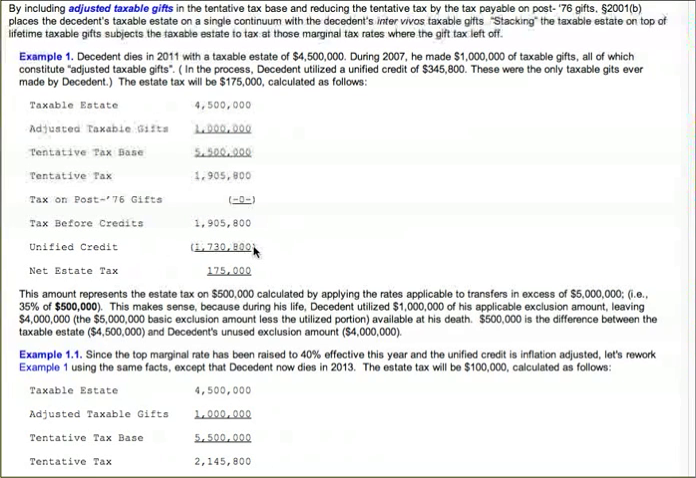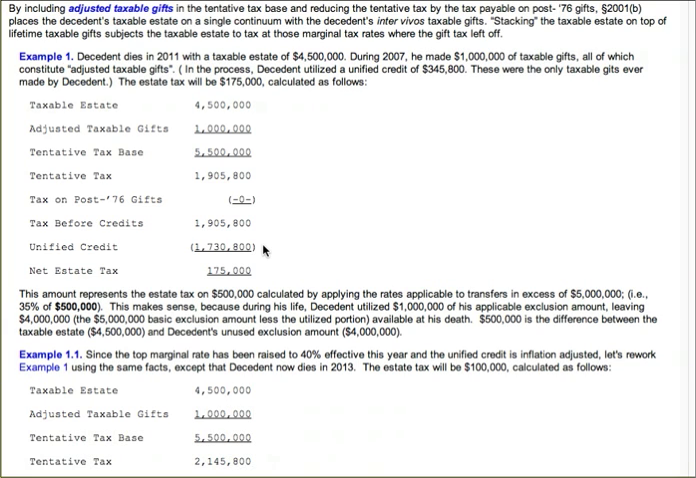$1,905,800. For simplicity, this example only looks at the unified credit as an adjustment down to arrive at the net estate tax. There are actually four applicable credits, but we're only going to discuss the unified credit in this example and the other examples. So how is this unified credit calculated?